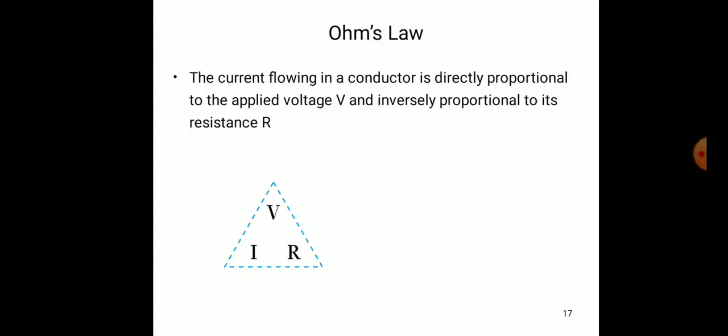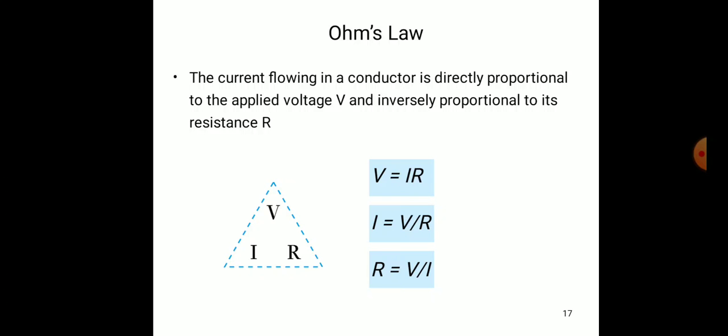The most important one is Ohm's law. Ohm's law is a very important law to find the voltage, current, and resistance in a simple DC electrical circuit. The relation between the voltage, current, and resistance is called the voltage triangle. The current flowing in a conductor is directly proportional to the applied voltage and inversely proportional to its resistance R. Ohm's law triangle: V equals IR.